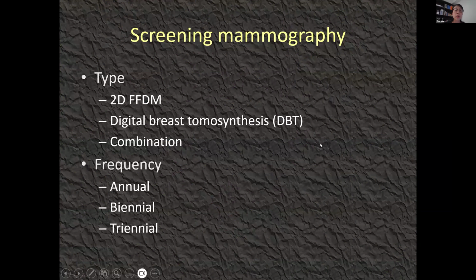I'm going to talk a bit about screening mammography. As Dr. Brady talked about earlier, nowadays, screening mammography comes in different types. There can be 2D FFDM, full field digital mammography, which has traditionally been done for many years. There is digital breast tomosynthesis, or a combination of the two. The frequency of screening is also different depending on region and institution. It can be annual, biannual, triannual, or a mix of these screening intervals.